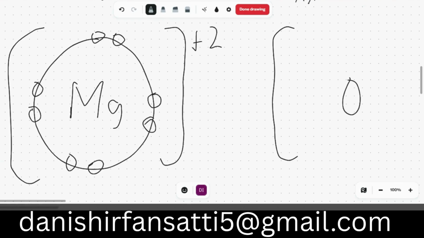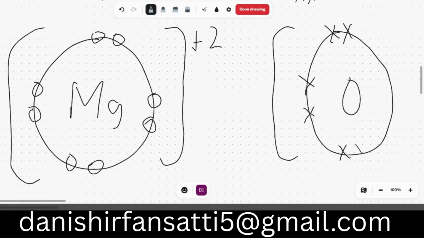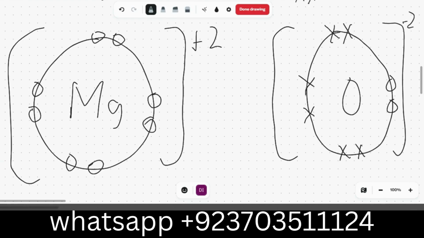Whereas oxygen will have 6 electrons of its own. 1, 2, 3, 4, 5, 6, and 2 electrons from magnesium. So it will have a sign of minus 2.